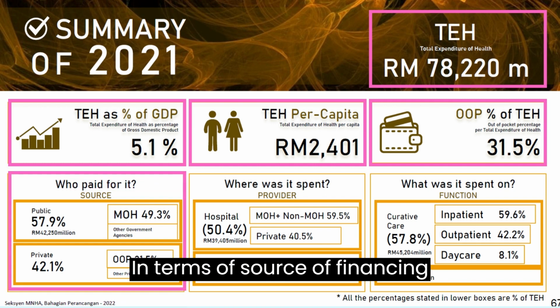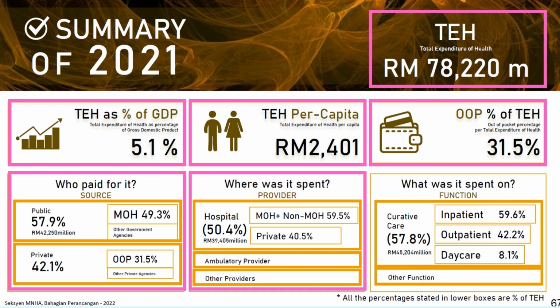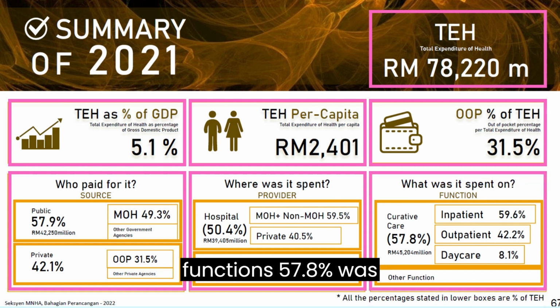In terms of source of financing, 57.9% was from the public sector, where 49.3% of this was from the Ministry of Health. 50.4% of the TEH was spent on hospital care. And in terms of functions, 57.8% was for curative care.